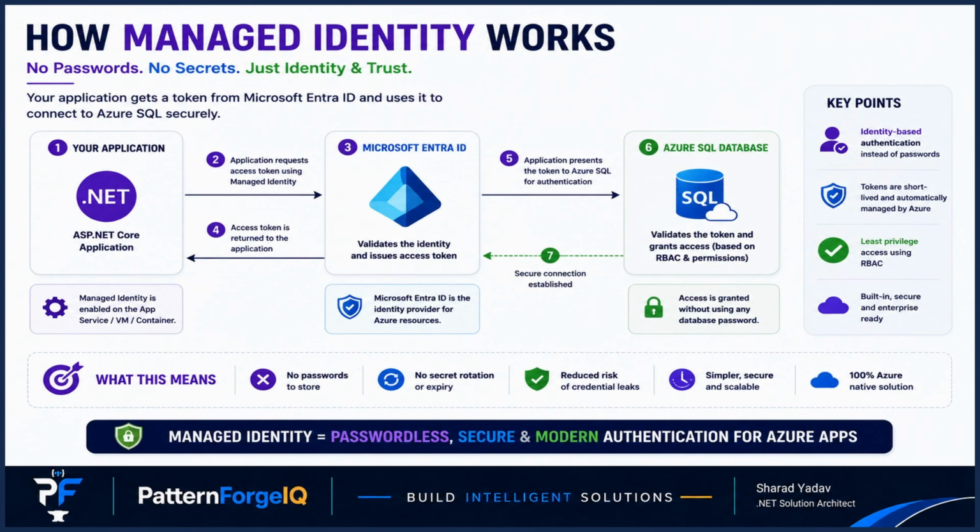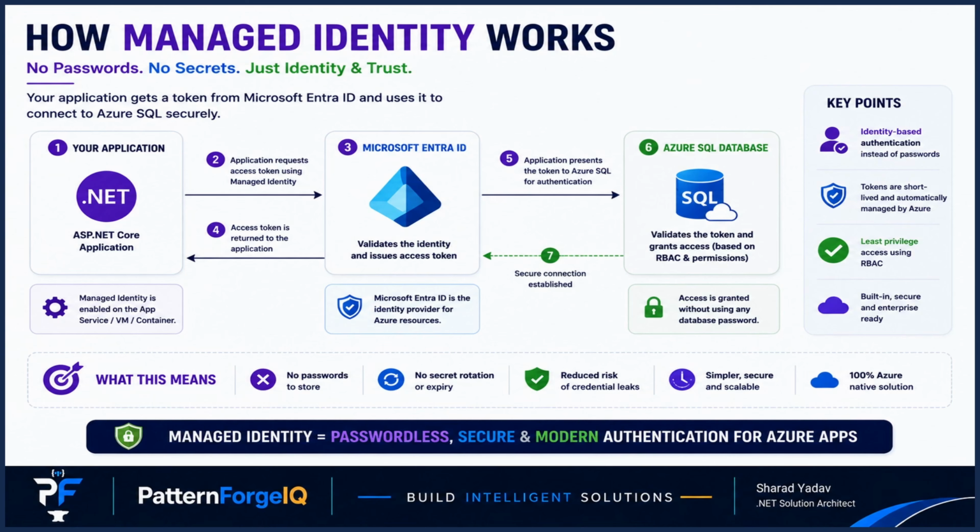Here we have our .NET application running in Azure App Service, and we have enabled a managed identity for that app service. When the application needs to connect to Azure SQL, it doesn't look for a database username or password. Instead, it obtains an access token for Azure SQL using its Azure identity. Microsoft Entra ID issues a short-lived access token for that identity. The application presents that token to Azure SQL when opening the database connection. Azure SQL validates the token and identifies which Microsoft Entra identity is making the request.